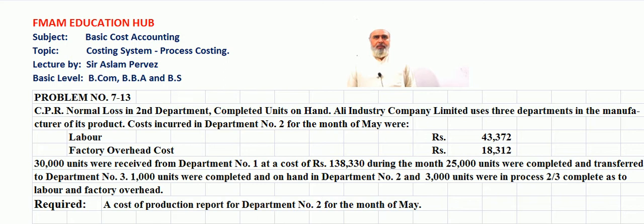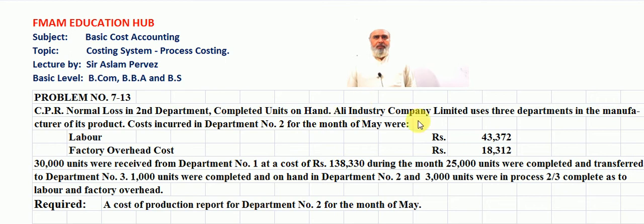Students, we have a problem which is showing in front of you. Let's read this problem carefully and try to solve it. This is problem number 7.30. CPR means cost of production report, normal loss in second department, completed units on hand.